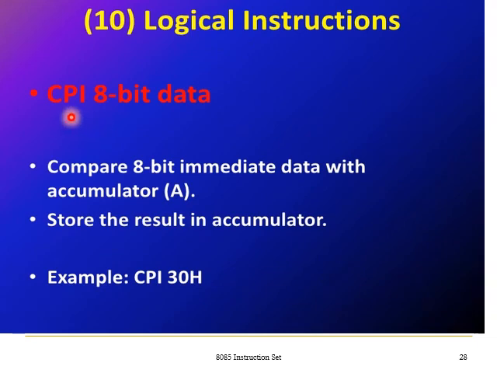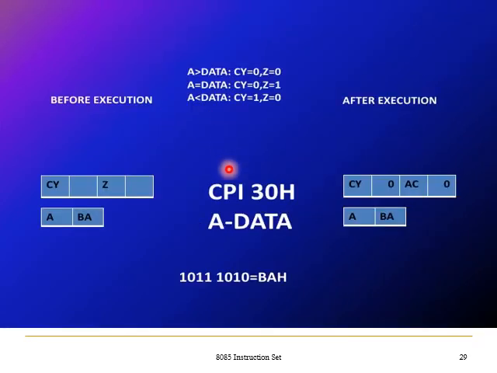The next instruction is CPI. Compare immediately the given 8-bit data with the accumulator. So CPI 30, the immediate data 30 is compared with the accumulator content, and the status flags are affected accordingly.